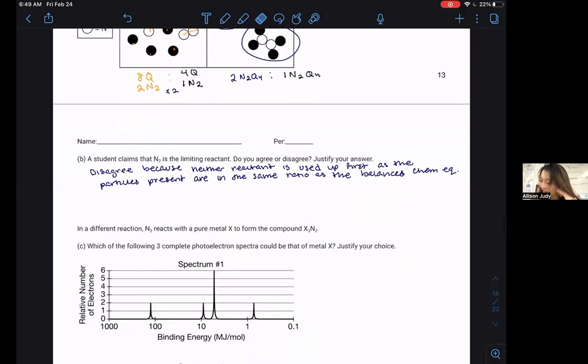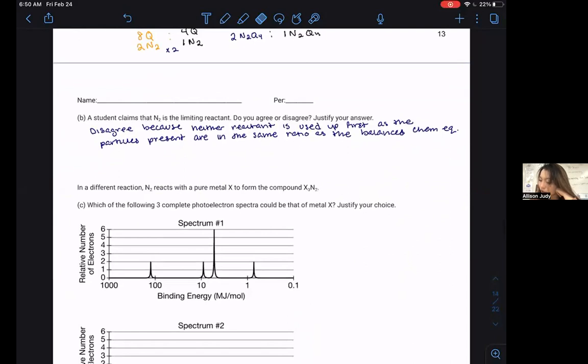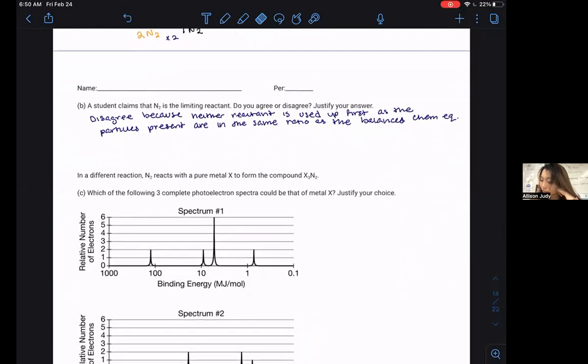So in a different reaction, N2 reacts with pure metal, X, to form the compound X3N2. Which of the following three complete photoelectron spectra could be that of metal X? Justify your choice. So when we look at this question, it's really important for you to note that this is unit 1, PES, photoelectron spectroscopy, where we are shooting energy with high energy beams. We're shooting electrons off the rings of an atom or the energy levels of a respective atom, and therefore marking the electron configuration of that atom. Okay, we're basically determining it.